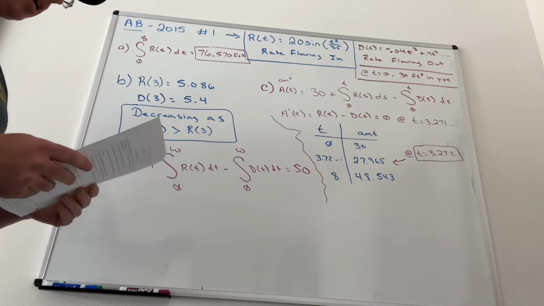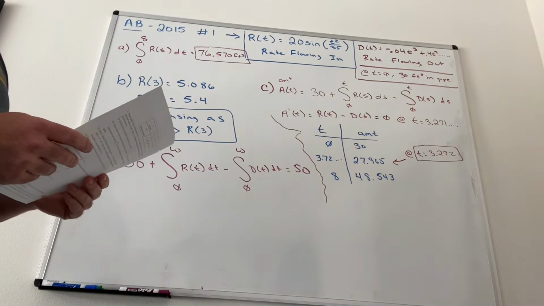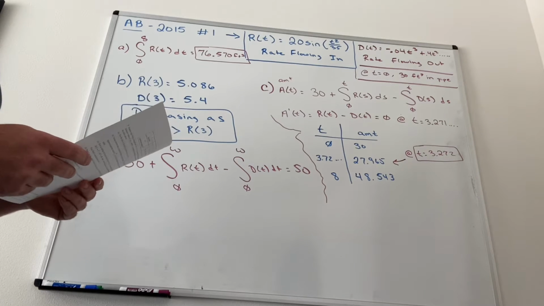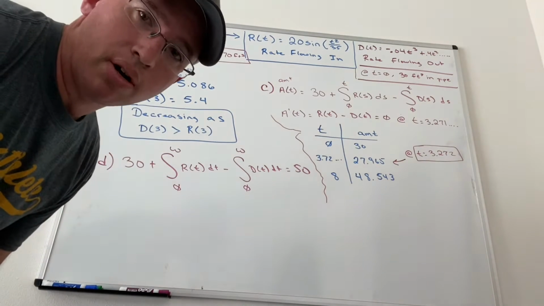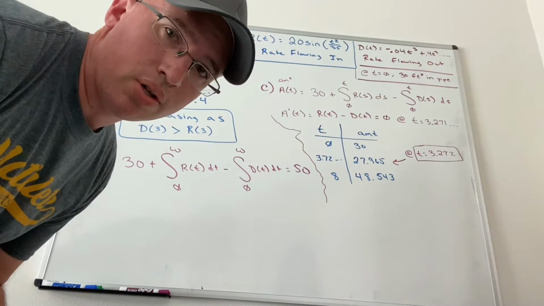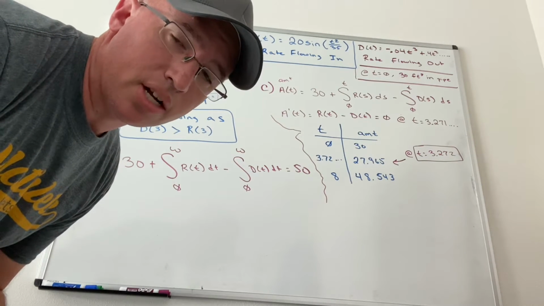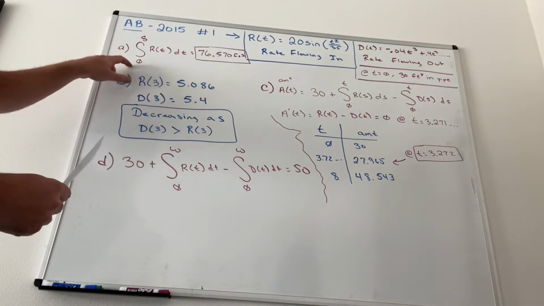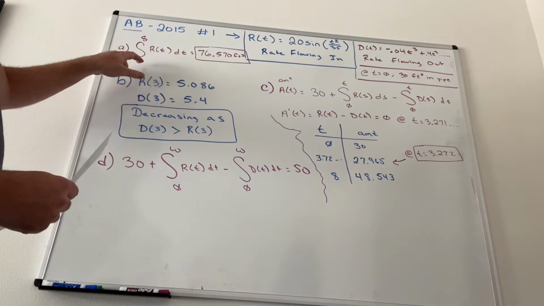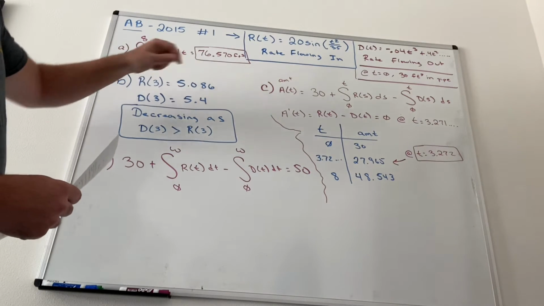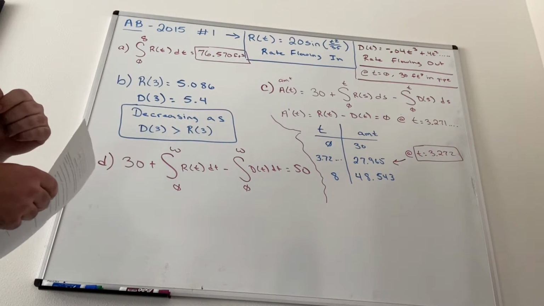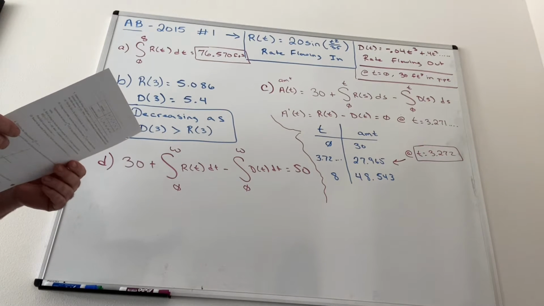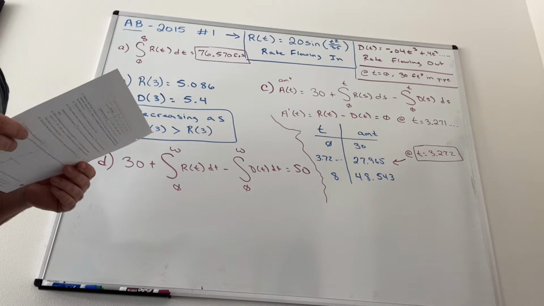Part A asks how many cubic feet of rainwater flow into the pipe during the 8-hour time interval from 0 to 8. If you want to know how much rainwater flowed in, all you have to do is integrate the rate that it's flowing in from 0 to 8. The integration from 0 to 8 is just button pushing, and you get 76.570 feet cubed.